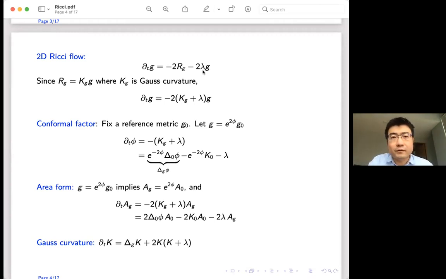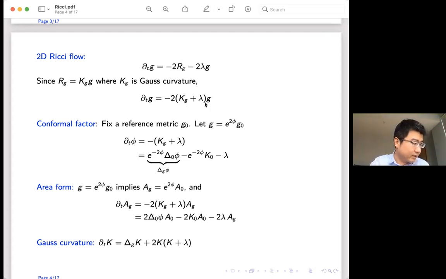If you were to choose this lambda to be a function instead of a constant, then a function times the metric would not be intrinsic, because if you have an isometry, the pullback of the function doesn't have to be the same function. So constant times Ricci and constant times metric are the only intrinsic objects you can write down. As I said, the Ricci curvature is the Gauss curvature times G. So you can also write this equation as a scalar thing times the metric.